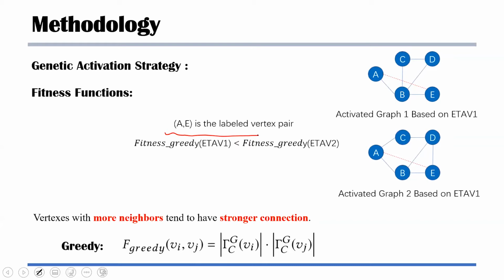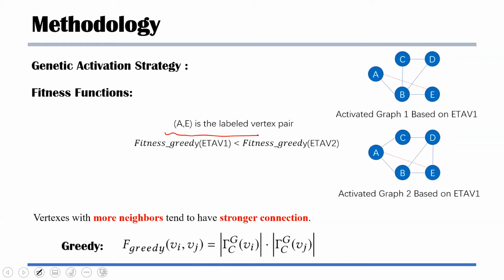And then based on the greedy assumption, we hope that node A will have more neighbors and E will have more neighbors. When they have more neighbors, they have a better chance to be connected. So A will have a better chance to random walk to E.